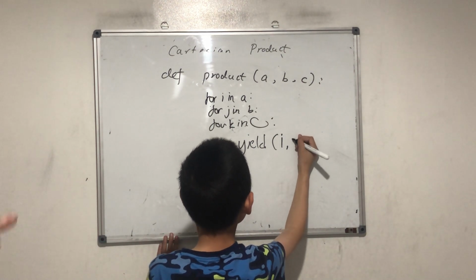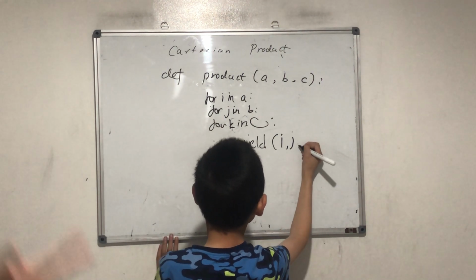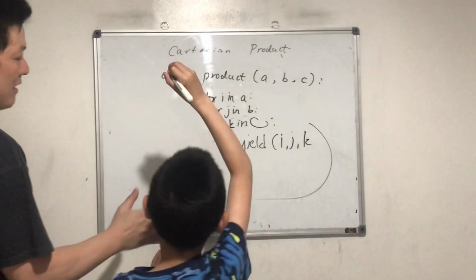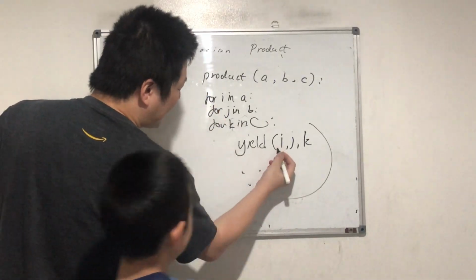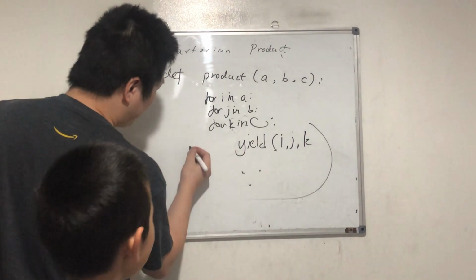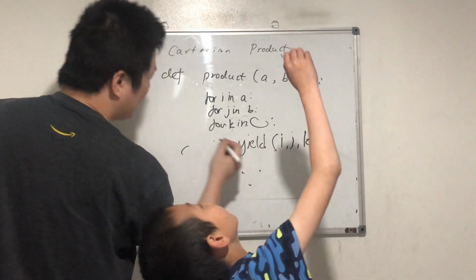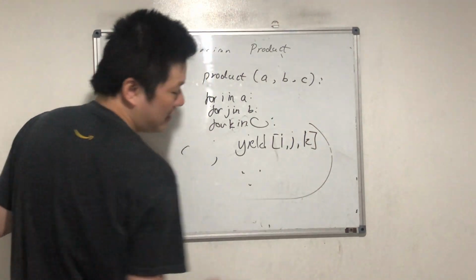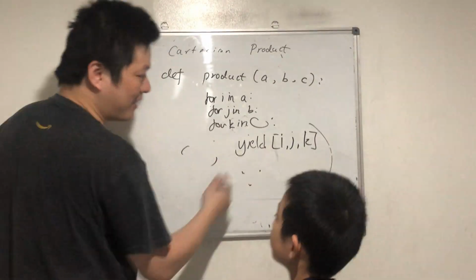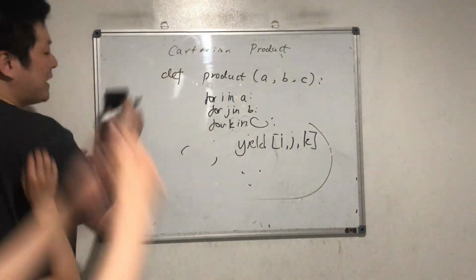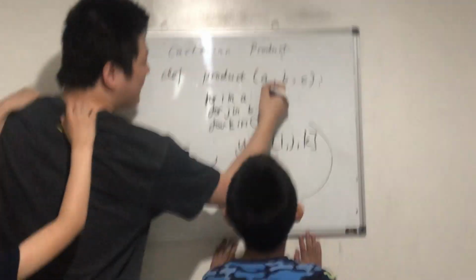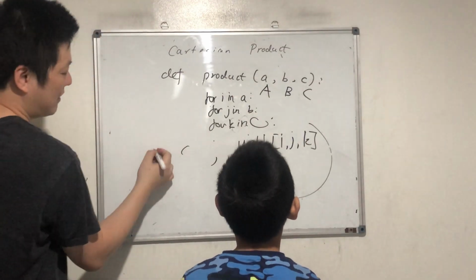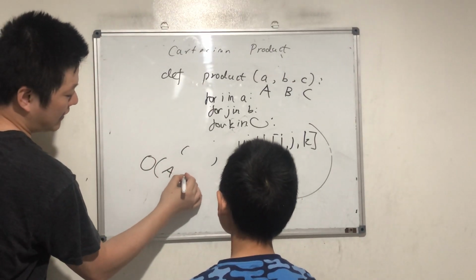I promise I will give you this, but not yet, until you want it. Okay. Until I want. What's this here? Tuple. If I can make it as this one, that will be what? List. Okay, got it. Okay, what's the time complexity if they are A here, B here, C elements here? A times B times C.